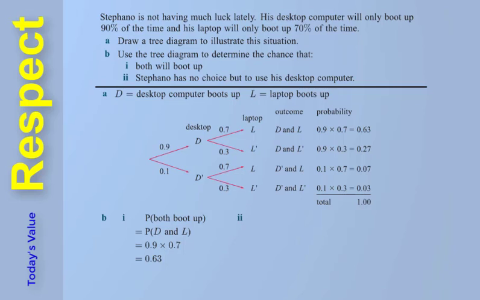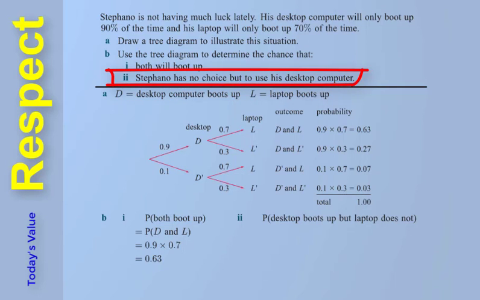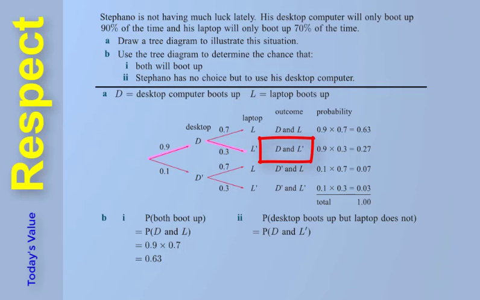In Part B2, the probability that the desktop boots up but the laptop does not boot up is found by following along the branches D and not L and multiplying the probabilities written on them. That is 0.9 times 0.3, which is 0.27. So the probability that Stefano has to use his desktop computer is 0.27.